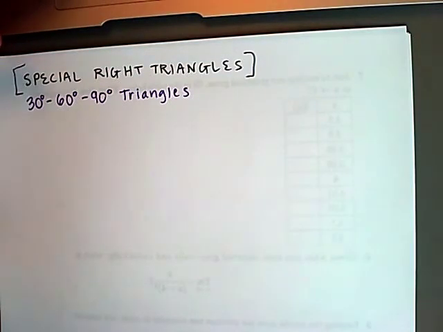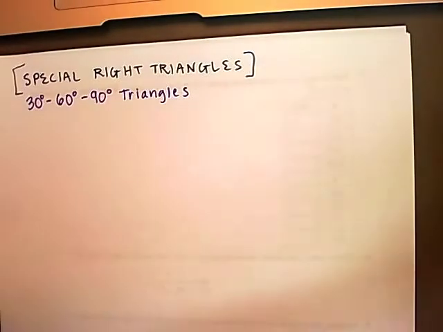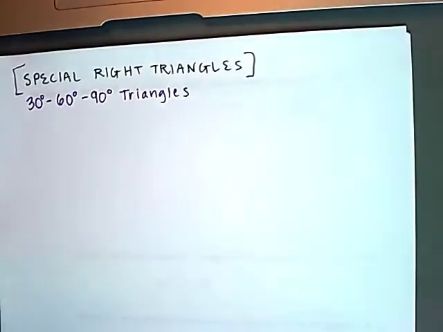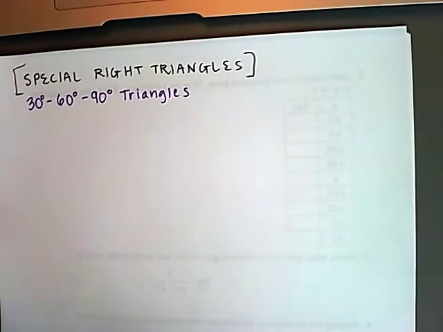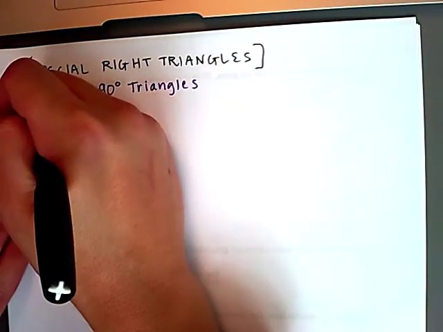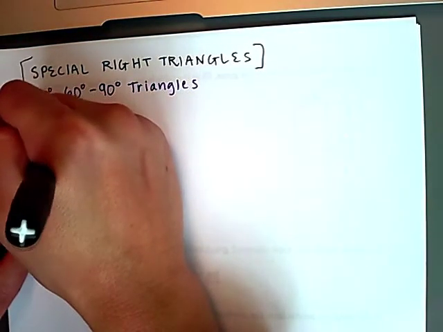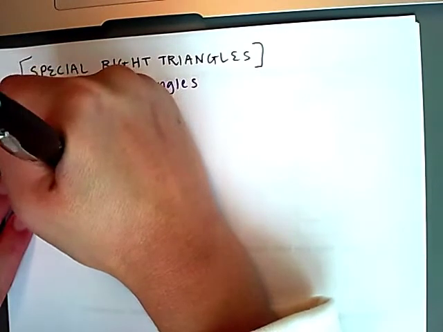Hi geometry students. This video is on special right triangles, specifically 30, 60, 90 right triangles. I'm just going to formalize the relationship that we saw in the exploration and then run through a couple of examples. The idea is that we get a 30, 60, 90 right triangle when we split an equilateral triangle in half on its altitude.